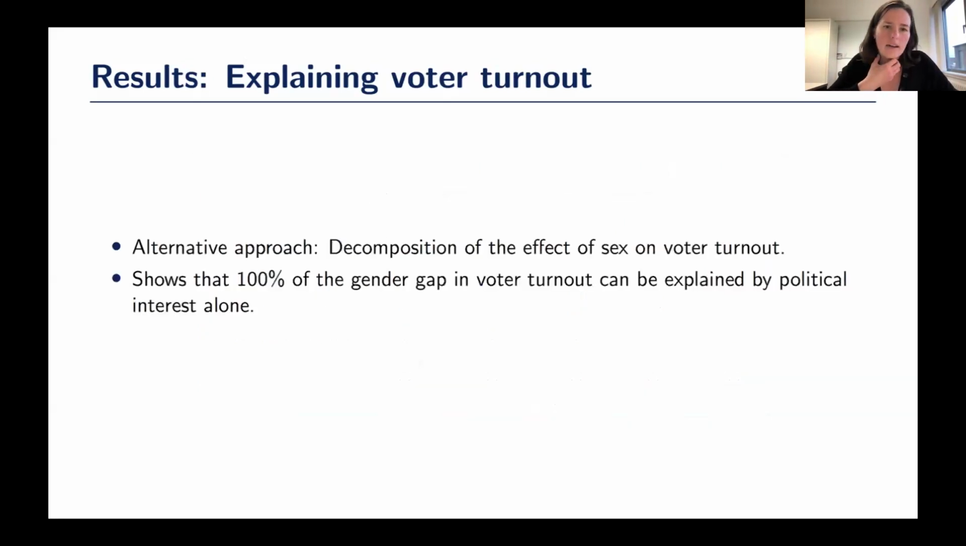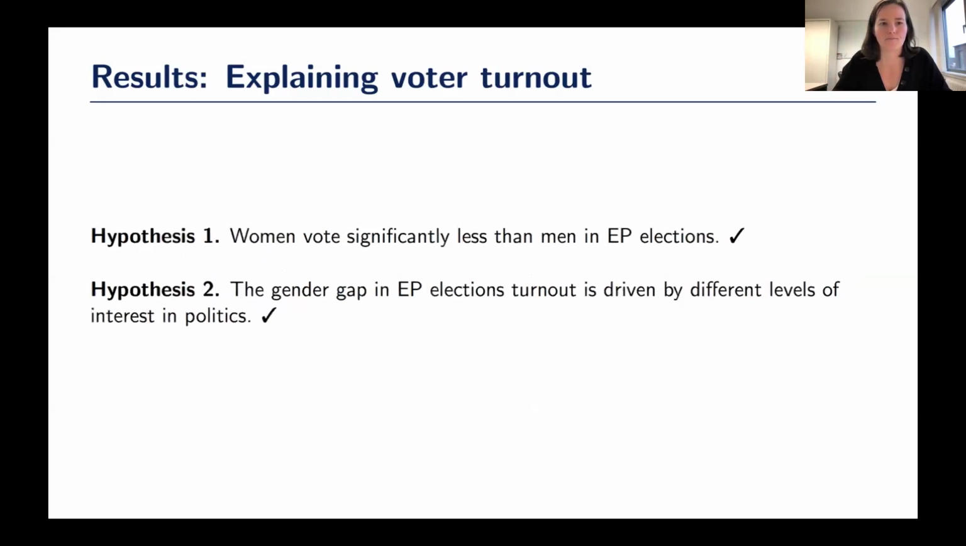In the paper, we also use an alternative approach to test the same expectation, basically verifying the role of political interest in explaining the gender gap in voter turnout, where we formally test this by means of a decomposition analysis. I won't go into details of that, but the basic takeaway is that we can explain 100% of the gender gap just with information on political interest alone. So that is really the key variable.